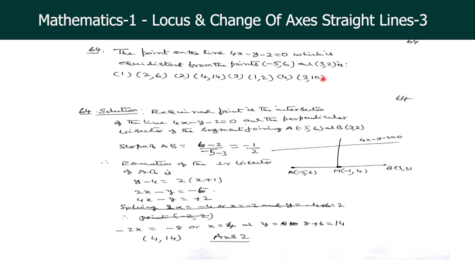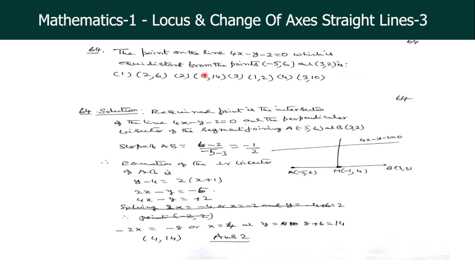That is (x + 5)² + (y - 6)² = (x - 3)² + (y - 2)². So if you simplify, you will get one equation in x1, y1. But x1, y1 lies on this line, 4x - y - 2 = 0. So if you substitute, you will get another equation in x1, y1. When you solve, you will get the coordinates of the required point as simply (4, 14), which is option number 2.